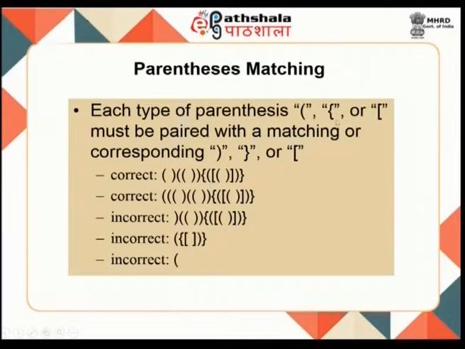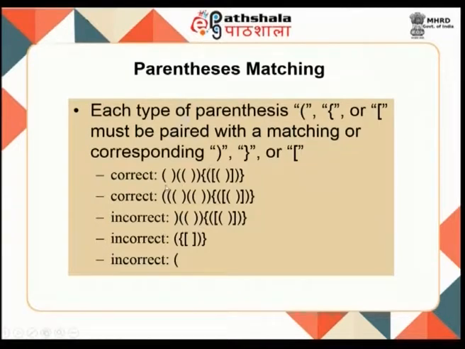In fact, a similar example would be the matching of if then else statements in your programming language also, that is also very important. So, that tells you how to do the computation for the if then else statement, nested if then and so on. So, the three types of parentheses are this, the flower one and the square one, and each must be paired with a matching or corresponding close parenthesis, close flowering and close square bracket.